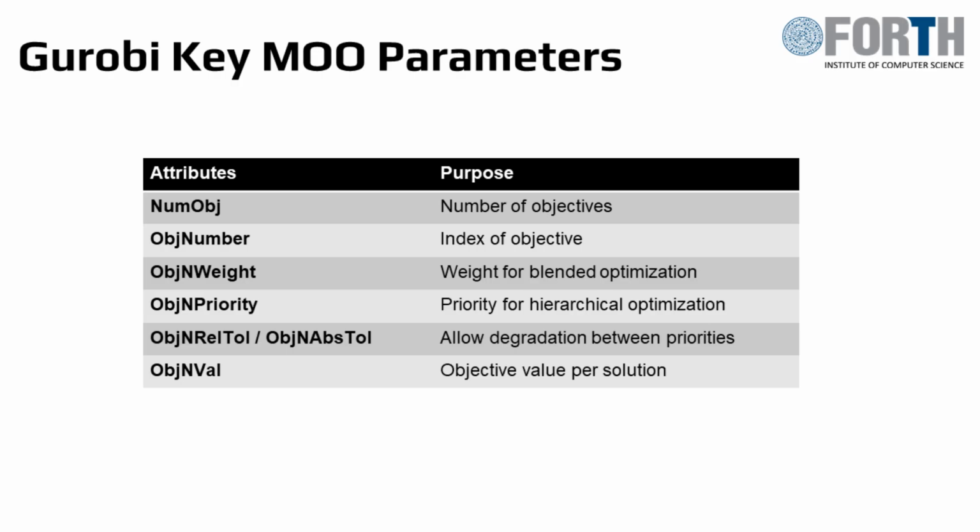ObjNumber identifies the index of a specific objective. When setting attributes, such as weights or priorities, this index allows us to refer to each objective individually. Next, ObjNWeight defines the weight associated with an objective in the blended approach. When objectives share the same priority level, these weights determine how they are combined into a weighted sum.